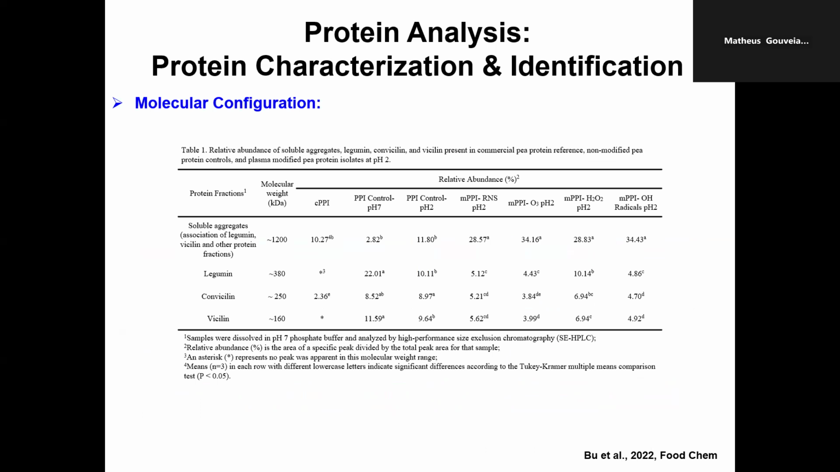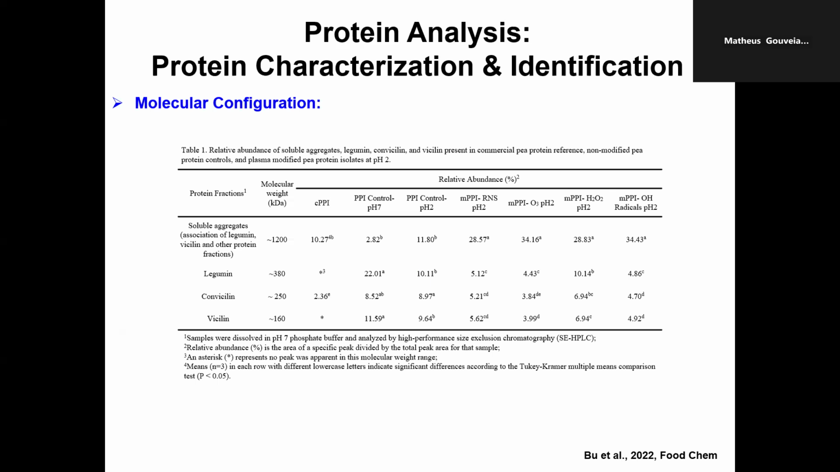Another example where size exclusion was used is by looking at polymer formation and soluble aggregates formation. So this is a pea protein. We looked at soluble aggregates, which are mostly around 1200 kilodaltons. And then legumin is in its hexameric form, convicillin in trimeric form, and vicilin in trimeric form.